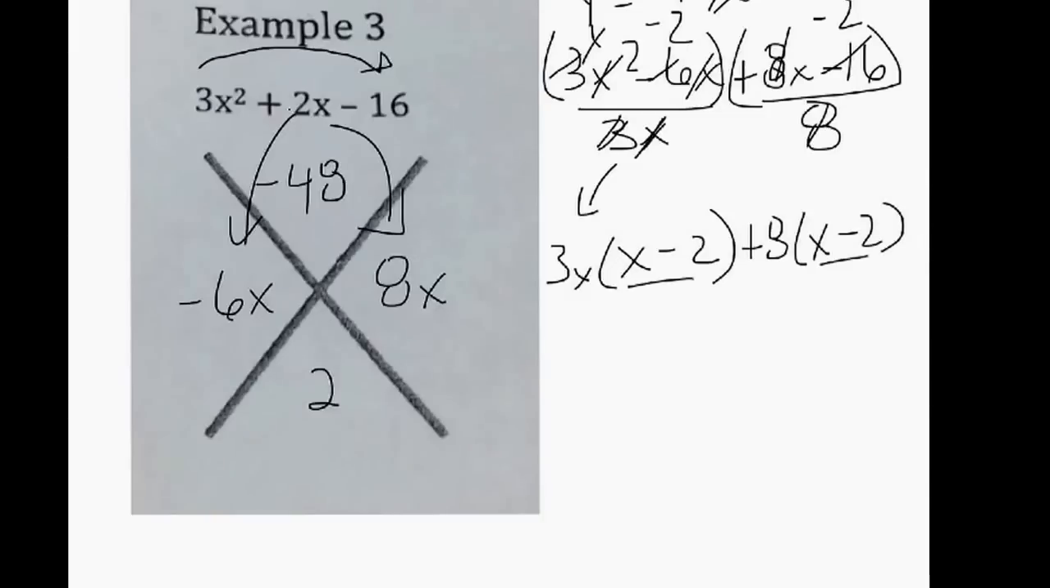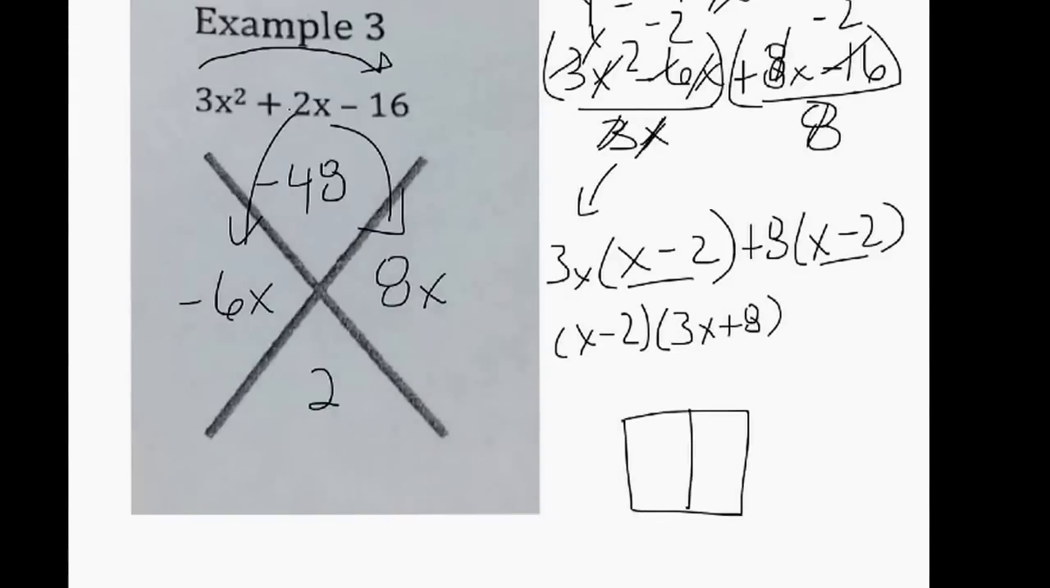You'll notice that the inside part is the same again. So that's x minus 2. The outside part makes up the other side, 3x plus 8. I can box to check it. x minus 2, 3x plus 8.